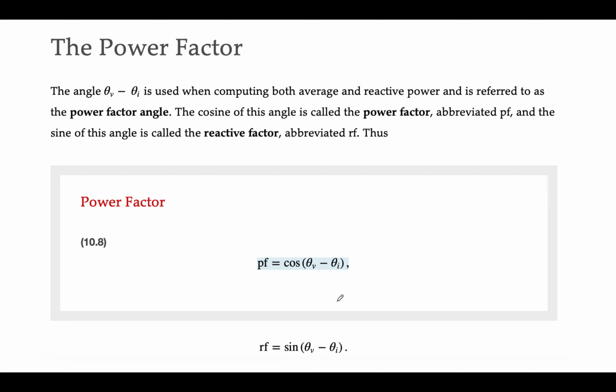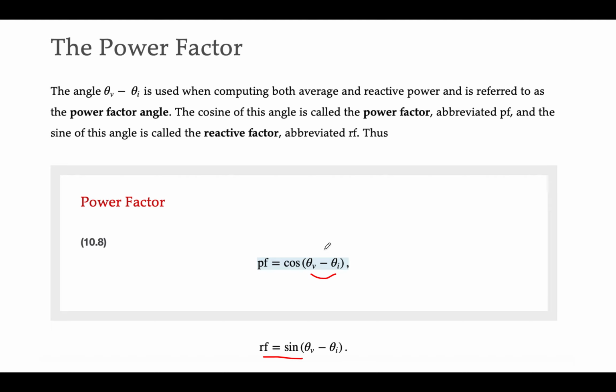Your reactive factor is sine of theta v minus theta I. This is not widely used. So we typically talk about the power factor. The power factor angle is theta v minus theta I. So the power factor is the cosine of the power factor angle.